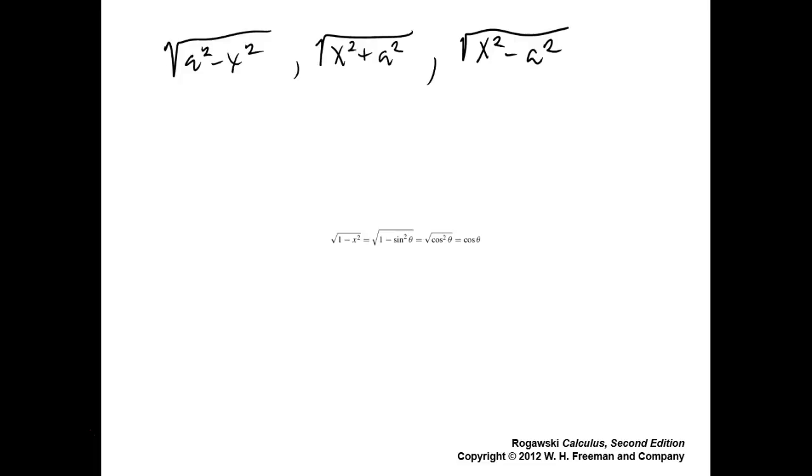Now, let me give you a little hint. Here's how I remember these. Those good old Pythagorean identities. Can you tell me what one of them was? Sine squared plus cosine squared is equal to 1. So therefore, sine squared would be 1 minus cosine squared. So this would work for either a sine or a cosine substitution.